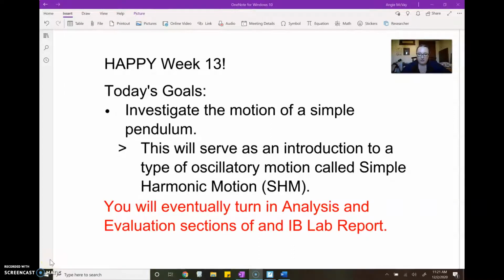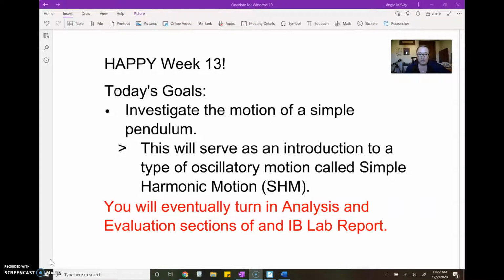Today for our asynchronous class, we're going to investigate the motion of a simple pendulum. We're getting into a sequence again, like I said last class, where we're looking at oscillatory motion: waves, light, sound, things along those lines. We're going to begin that study with a pendulum, a really simple thing that oscillates. This will serve as an introduction to a type of oscillatory motion called simple harmonic motion.